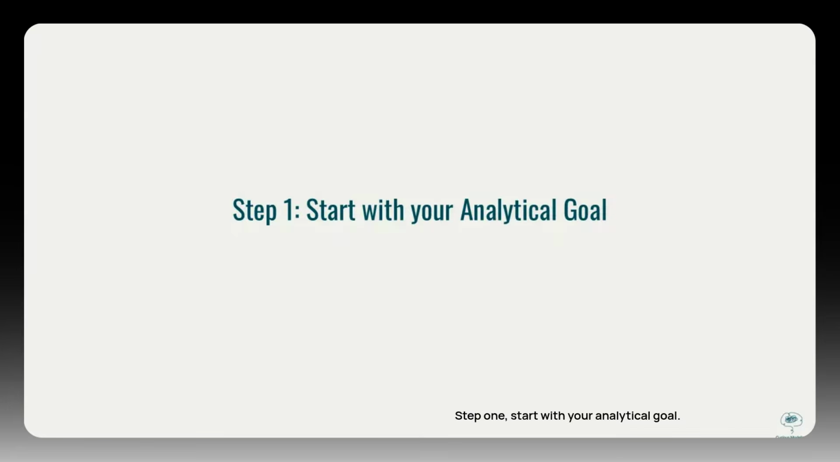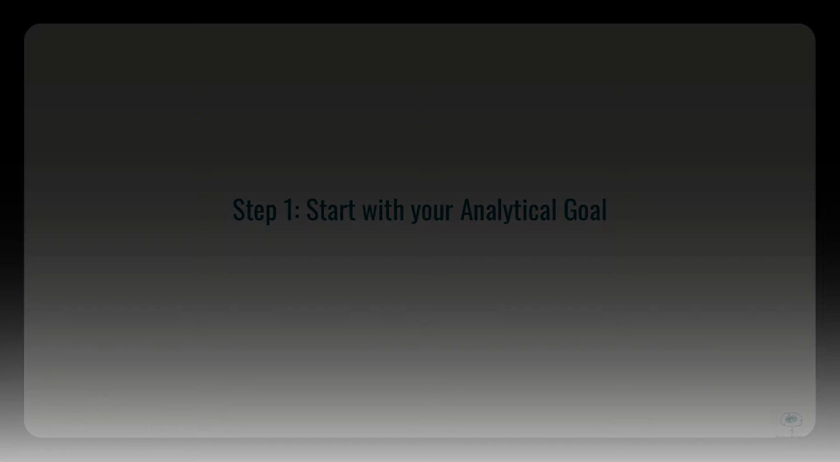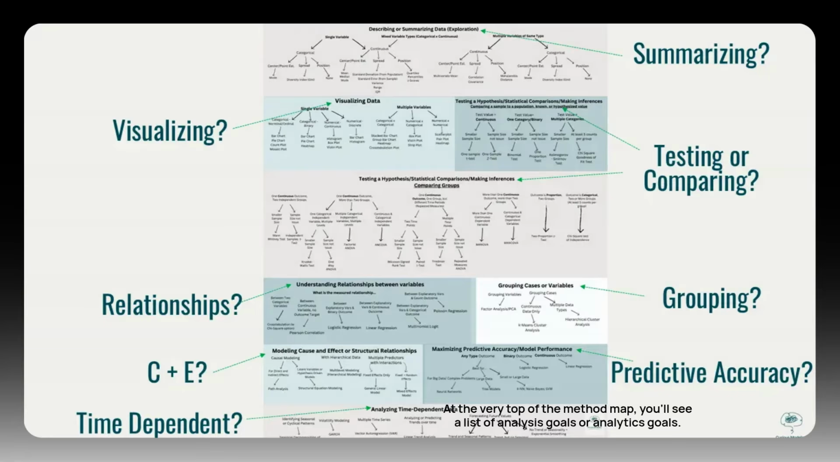Step 1. Start with your analytical goal. At the very top of the method map, you'll see a list of analysis goals or analytics goals. These serve as the foundation for your method choice. Ask yourself, what's the purpose of your analysis? Are you trying to summarize or describe the data? If so, choose describing or summarizing data in the top block. Are we creating visuals to explore or present the data? If so, choose visualizing data.